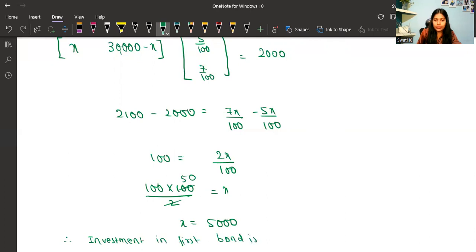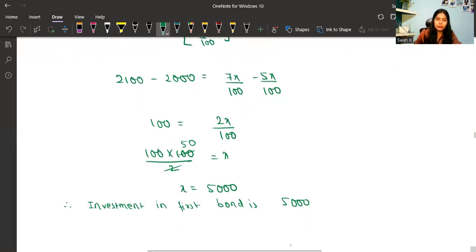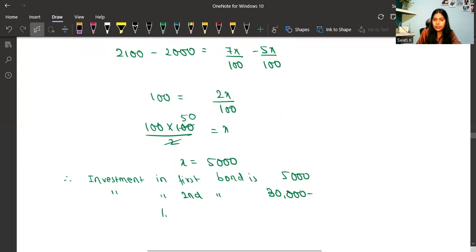So automatically the investment in the second bond is going to be 30,000 minus x, that means 30,000 minus 5,000. So the investment in the second bond is 30,000 minus x, where x is 5,000, so it is simply going to be 25,000, and that's the answer.